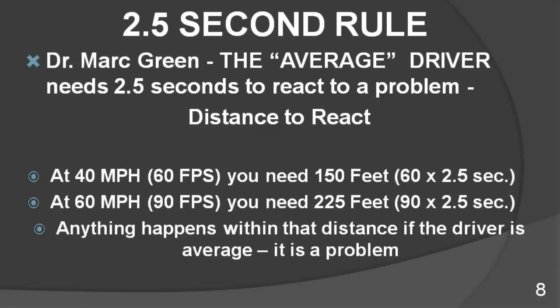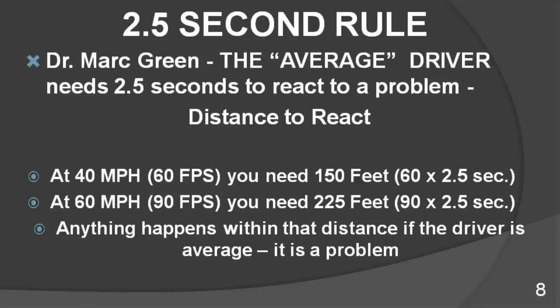The 2.5 second rule. Research conducted by Dr. Marc Green indicates the average driver needs 2.5 seconds to react to a problem. Using this 2.5 second rule, let's take a look at the distance needed to avoid problems at various speeds. If you're traveling 40 miles an hour and you're moving at the rate of 60 feet in a second, in 2.5 seconds, you would need 150 feet to react to the problem. You got that number by multiplying the 60 feet per second by Dr. Green's 2.5 second rule. At 60 miles an hour, 90 feet a second, in 2.5 seconds, you travel 225 feet before you would react to the problem.